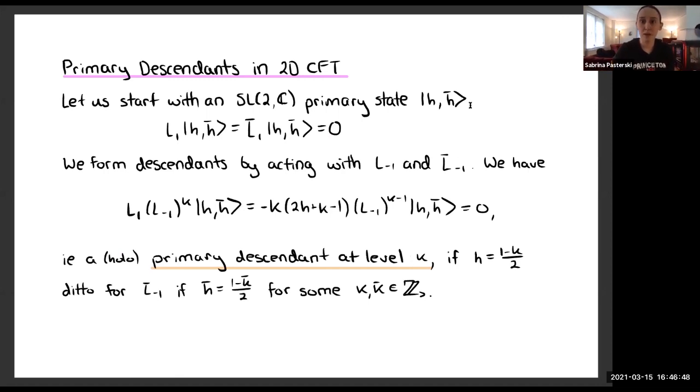Say you give me a primary state with the holomorphic and anti-holomorphic weights h and h bar. I would call it a primary because it's annihilated by L1 and L1 bar, and I form descendants by acting with L-1. And just from the SL2C algebra, you see that you get a primary descendant at level k if h takes on this value. Right now, k is some positive integer, and basically if h is (1 minus k)/2, then I get this primary descendant. Do the same thing for the anti-holomorphic side, and I would similarly get a primary descendant when h bar takes on these special half-integer values.